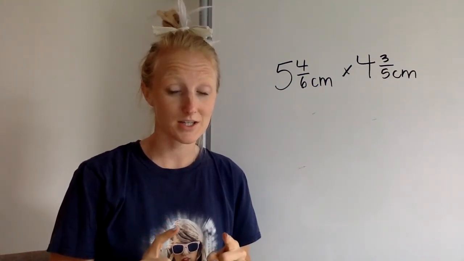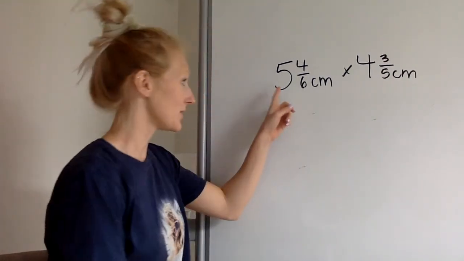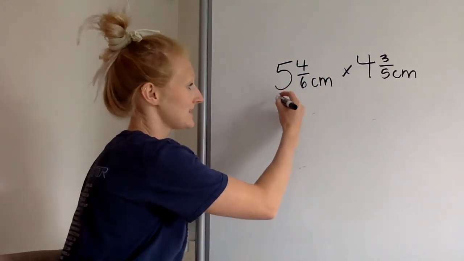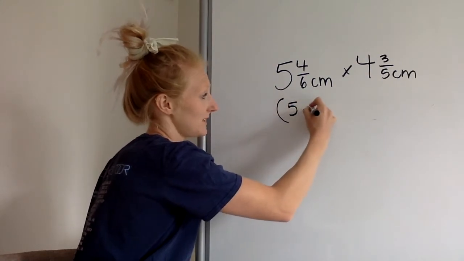What we are going to do is we're going to separate the whole number and the fraction. So here's my whole number, here's my fraction. So I'm going to separate it in a parentheses. So I'm going to do the whole number 5 plus 4/6.